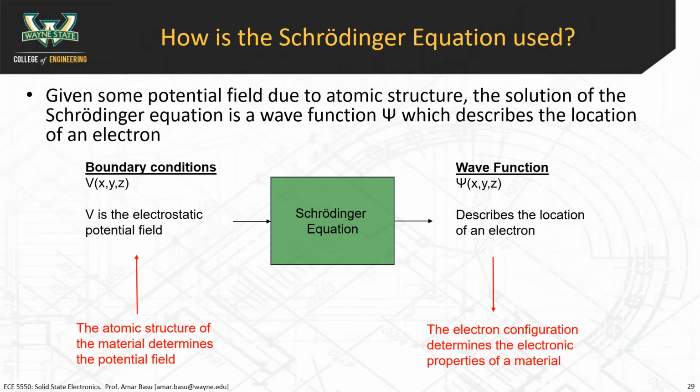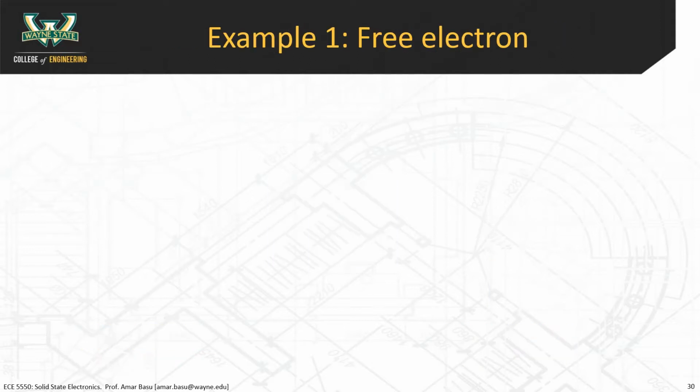We're going to be looking at the electronic configuration of a hydrogen atom in this chapter, and then next chapter we will look at it for a silicon lattice. All right, so the first example that we're going to do is a free electron. This is the simplest example of the Schrodinger equation. Again, I'm just going to walk you through this step by step.